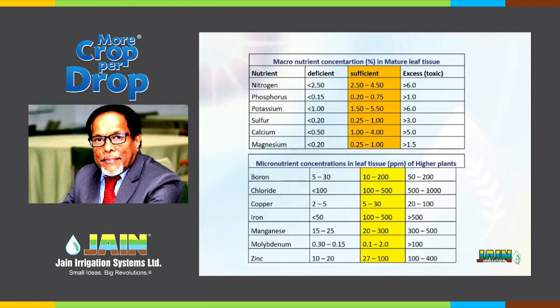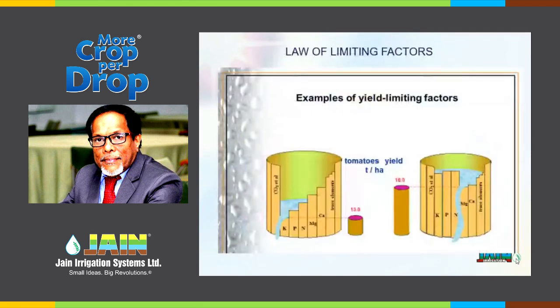And zinc. Many of you who are growing rice would know that zinc and iron are very critical for crop growth. So we have two types. Now, when you start a crop, nobody knows. After doing everything right, you still may not get the potential yield of that crop.